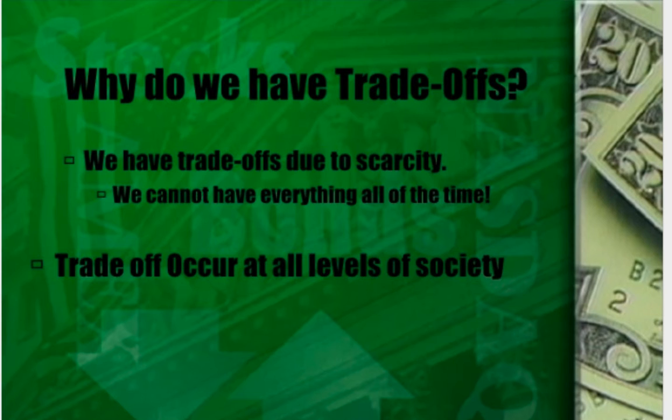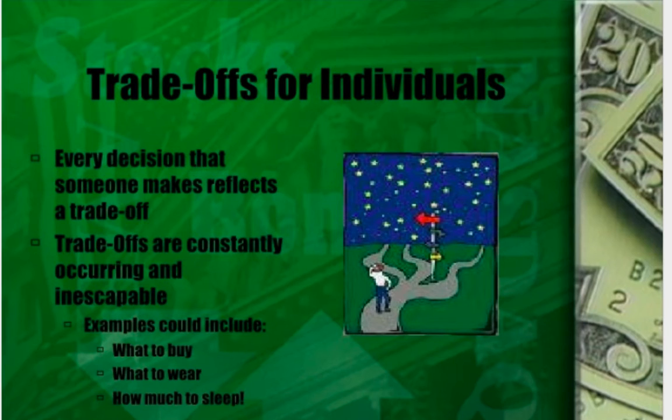So, trade-offs for individuals. Every decision that someone makes reflects a trade-off. Trade-offs are constantly occurring and they're inescapable. Examples could be what to buy, what to wear, how much to sleep. Did you decide to stay up late and watch a show yesterday? You binge on Netflix. Now today you're really tired, so you're half falling asleep during the class. You made that decision. At that time, staying up to watch Netflix was a better decision than going to bed and getting rested for today, and you figure you'll deal with the consequences later.